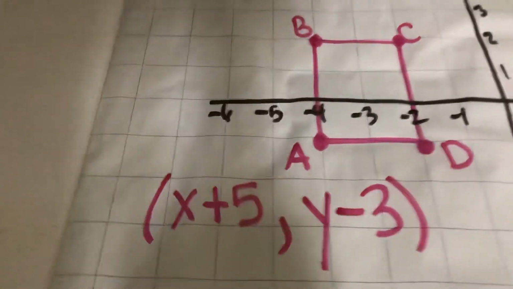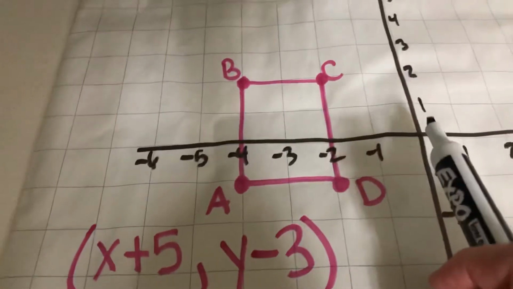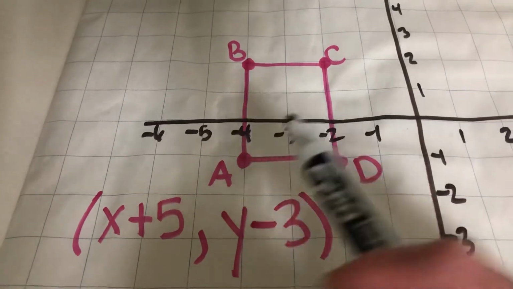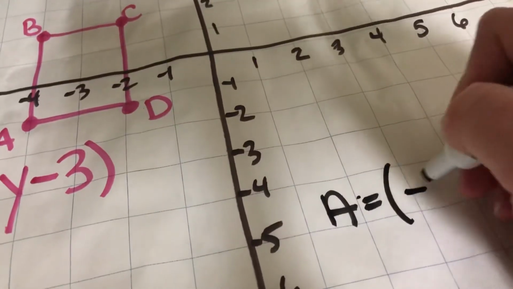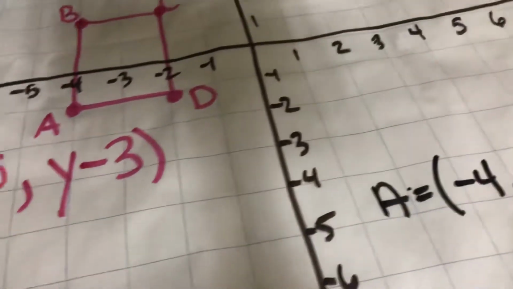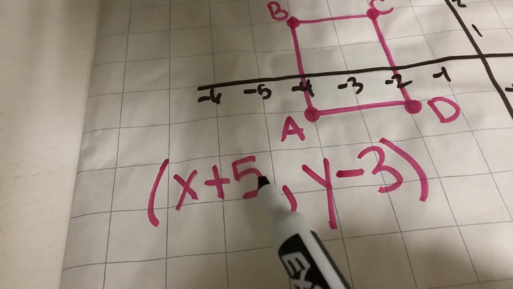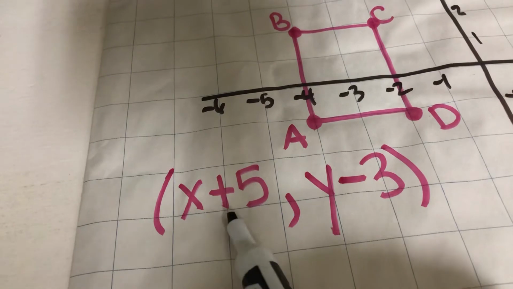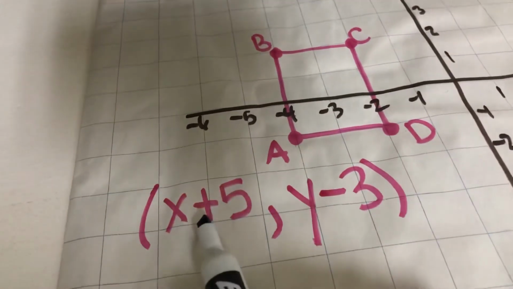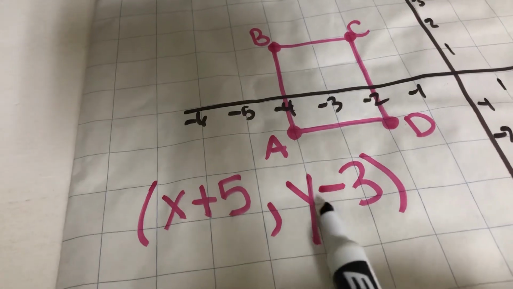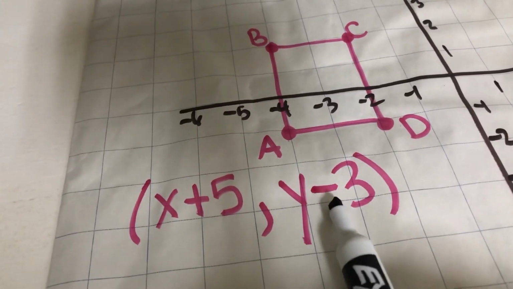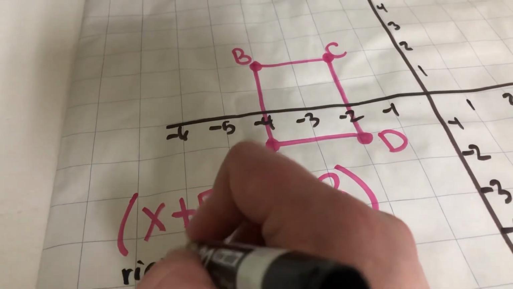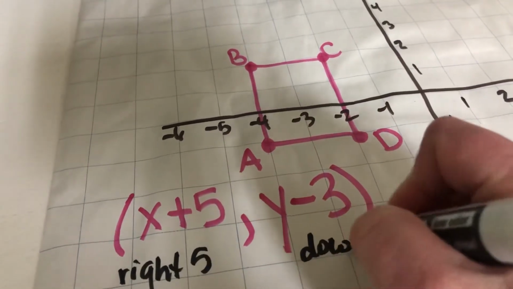Let's write that down here. My original point is -4 along the x-axis and -1 down the y. So let's write -4, -1. All right. Now this tells us I need to go x plus 5 and y minus 3. Plus 5 is a positive number, so I'm going to be moving to the right. And y minus 3 is a negative number, so I'm going to be moving down. So it's like the same thing as saying right 5 down 3.